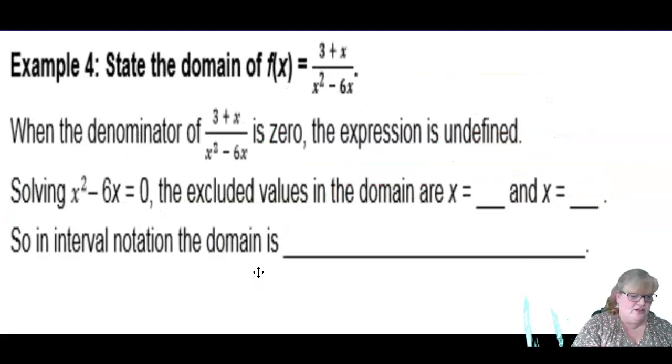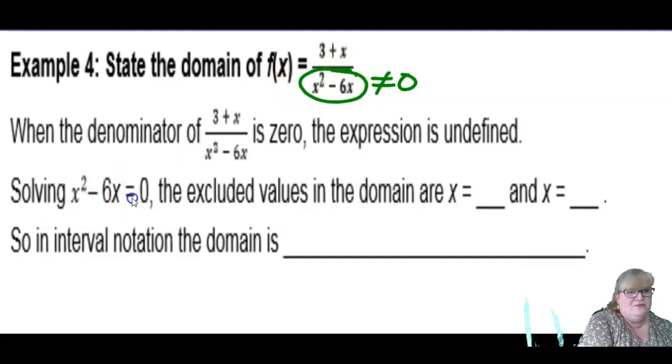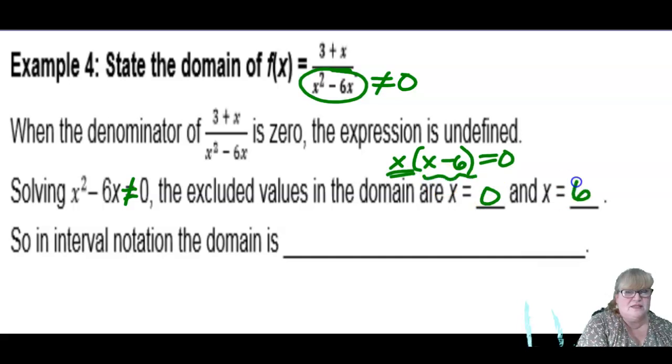So this particular one has a denominator, and the denominator can never equal 0. So if we factor this, we would say it can't equal 0, so therefore we factor it, just take out an x, and we say what values would make that equal to 0? Well, this piece would be 0, and this piece back here would be 6. So the excluded values are 0 and 6 because they would make our denominator 0.